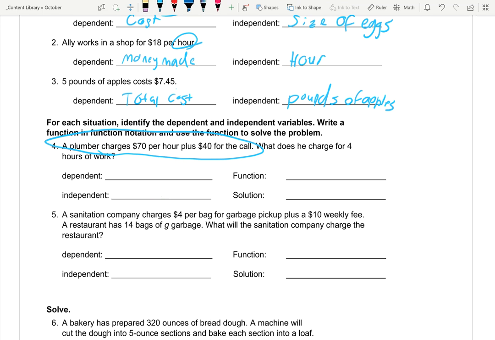Hours worked from our plumber, of course. And depending upon how many hours he works will affect the total charge of our plumber, right? The more he works, the more he charges. Think of it like that. So the more he works affects the amount that he will charge. So amount charged.